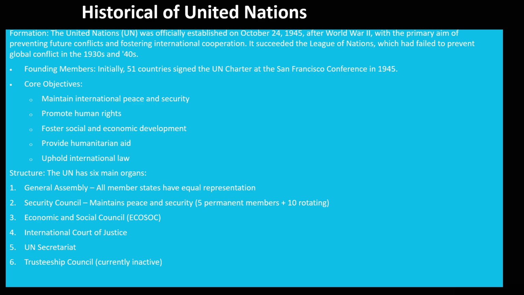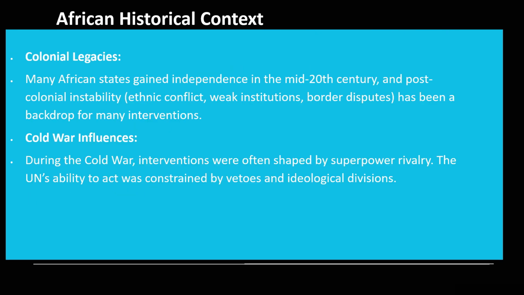The structure of the United Nations has six main organs. The General Assembly, where all member states have equal representation. The Security Council, which maintains peace and security. They have 5 permanent members and 10 rotating members. They also have the Economic and Social Council, the International Court of Justice, and the UN Secretariat, and they have the Trusteeship Council, which is currently not active.